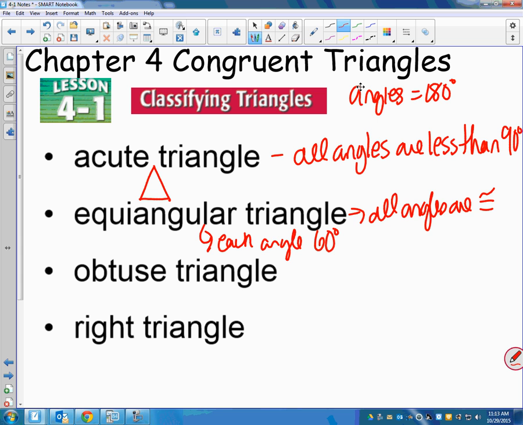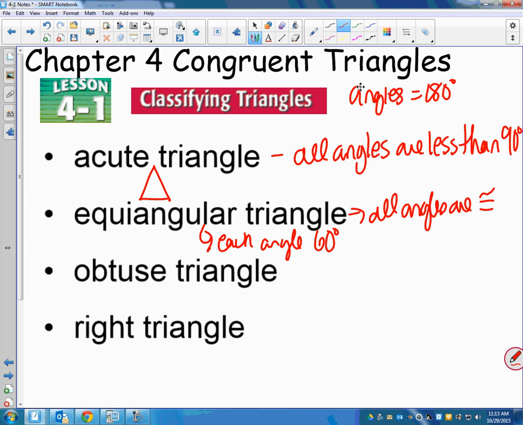So then, if we're talking about obtuse triangles, it definitely has to do with obtuse angles. What is the definition of an obtuse angle again? Greater than 90. Could I have 3 angles greater than 90 in a triangle? Could I have 2 angles greater than 90 in a triangle? So, do you want to change your definition? Yeah, an obtuse triangle has 1 angle more than 90.